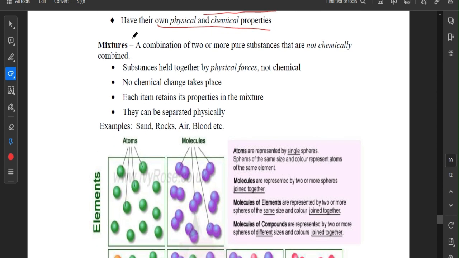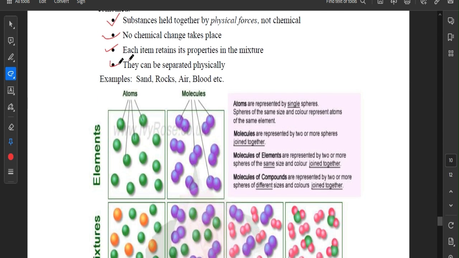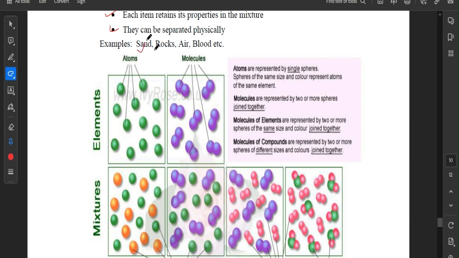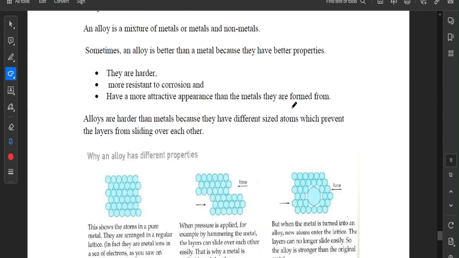A mixture is a combination of two or more pure substances that are not chemically combined. Substances are held together by physical forces, no chemical changes take place. Each item retains its chemical properties in the mixture. They can be separated physically. Examples: sand, rock, air, blood, etc. Okay, you guys should read this as well, and let's move on.